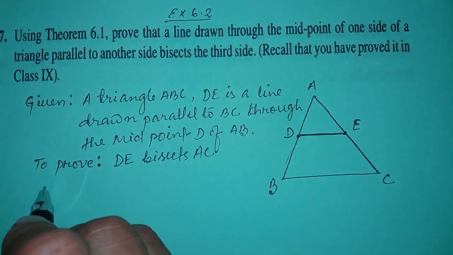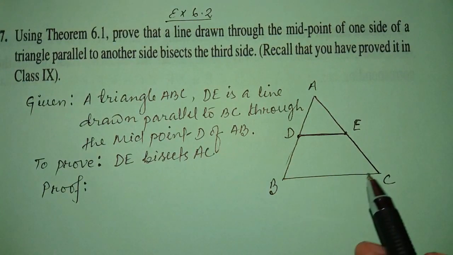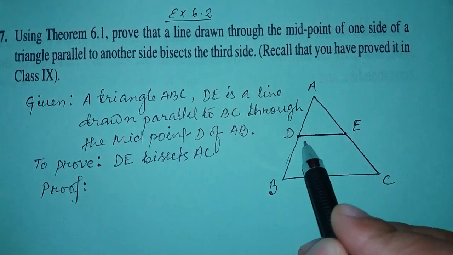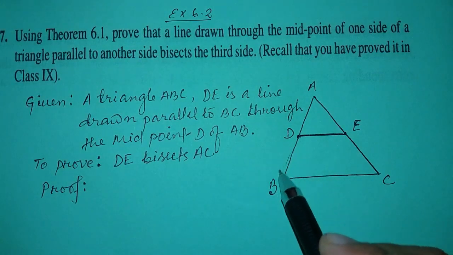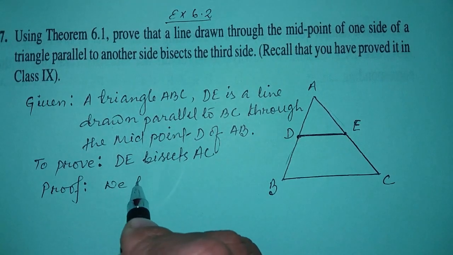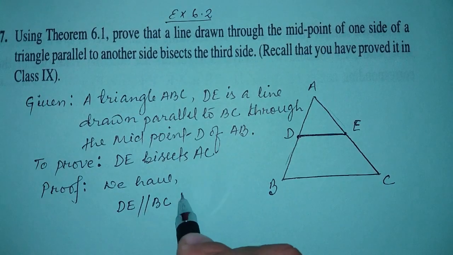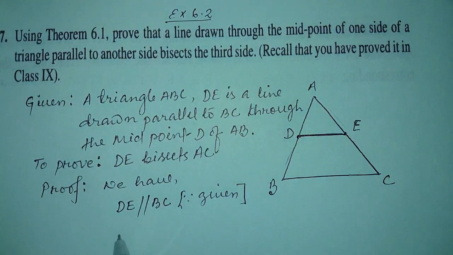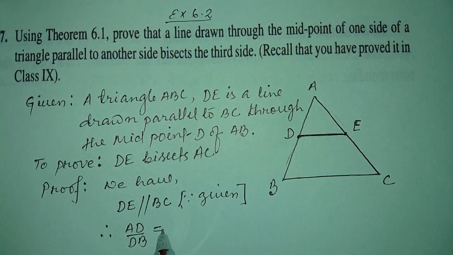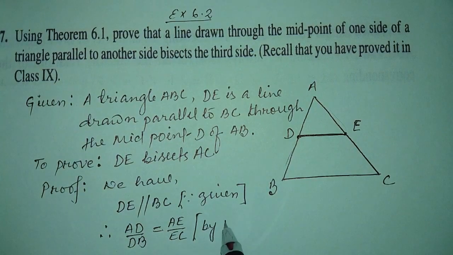Now let's prove this. We're going to apply the basic proportionality theorem here, because these two lines are parallel. Since these two lines are parallel, we can say that AD by DB is equal to AE by EC. So we have DE is parallel to BC. This is given. Therefore AD by DB is equal to AE by EC. This is by the basic proportionality theorem.